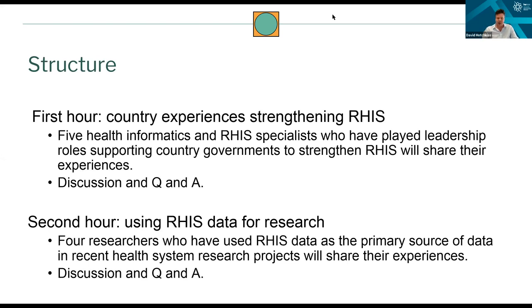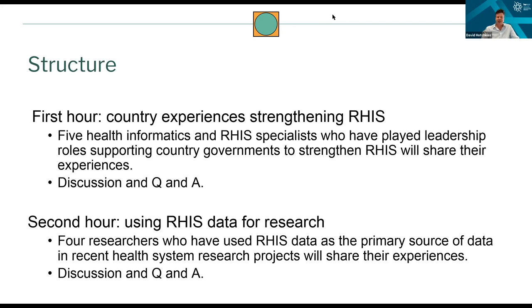And then in the second hour, which will be led by Michael Law, the second hour will focus on the use of RHIS data for health research and evaluation. And we'll hear the results and experiences of 4 researchers who have used RHIS data as the primary source of data in recent health system studies, and the session will explore the methodological and practical challenges that they face using this kind of data. And we'll also provide opportunities for participants to share your experiences, ask questions, and provide your recommendations.